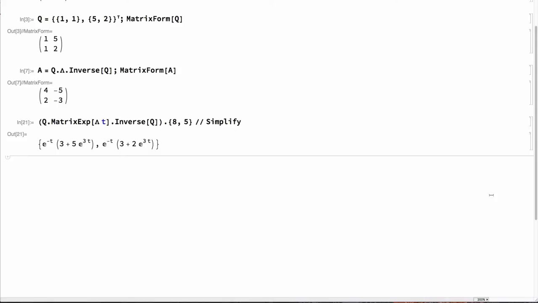Have you ever used Mathematica at all? One person? How many of you used Wolfram Alpha online? So Wolfram Alpha started in 2009 or something, 2008. Mathematica started in 1984. Mathematica is the engine that drives Wolfram Alpha.